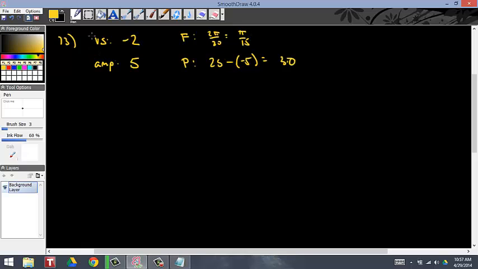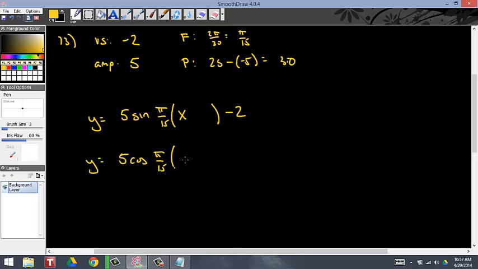From here, I have all the information that I need to write the equation in both one sine and one cosine. So, the sine is going to look like this. Y equals 5 sine of, let's see, frequency is going to be pi over 15 times some kind of x and then -2. Cosine is going to look the same way. 5 cosine pi over 15, x, and then -2. Now, to figure that out, we need to figure out the phase shift.